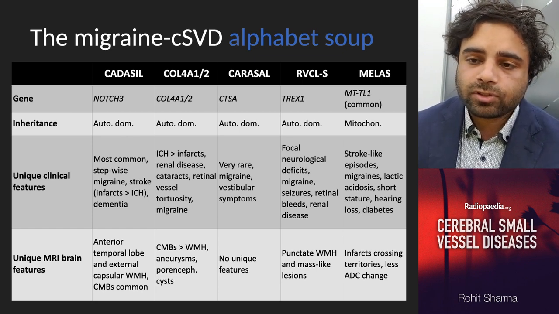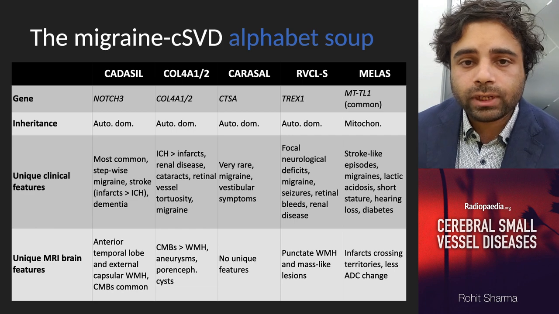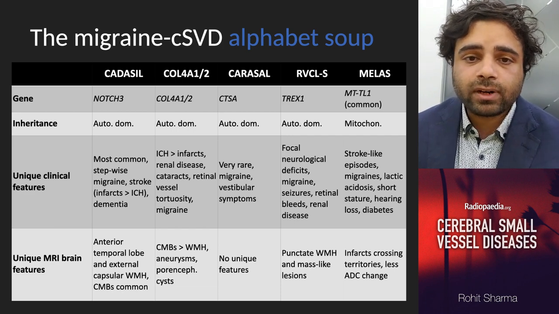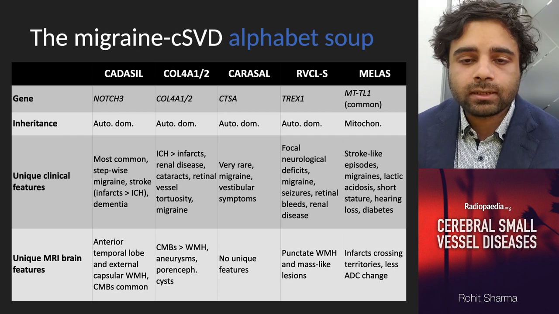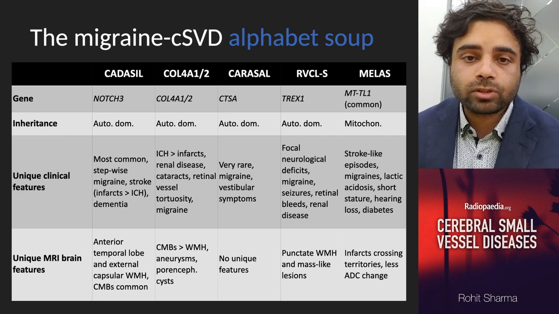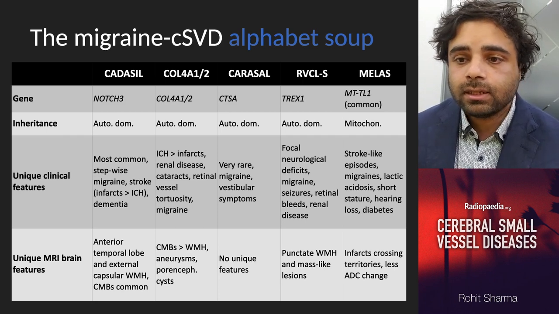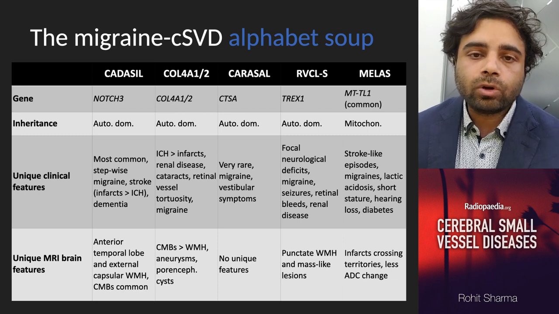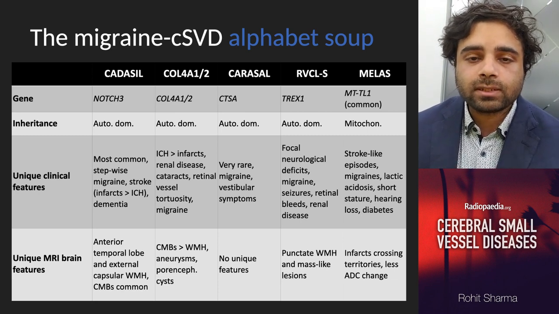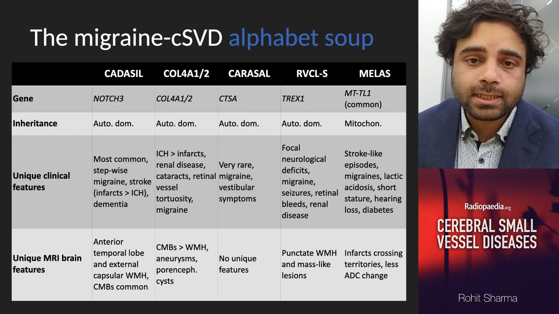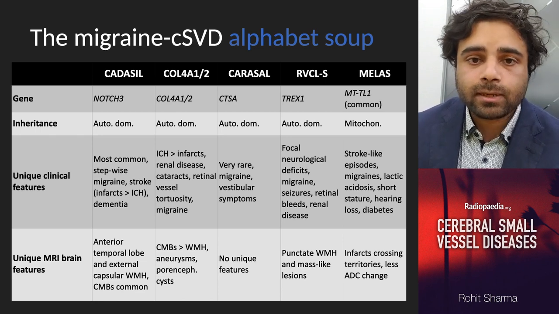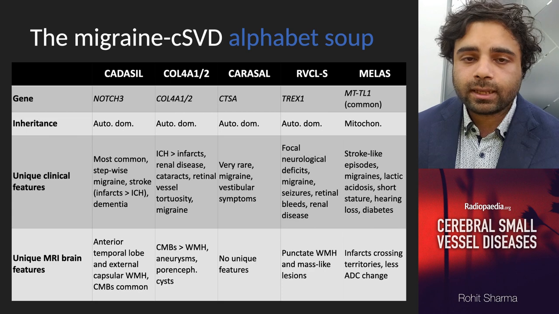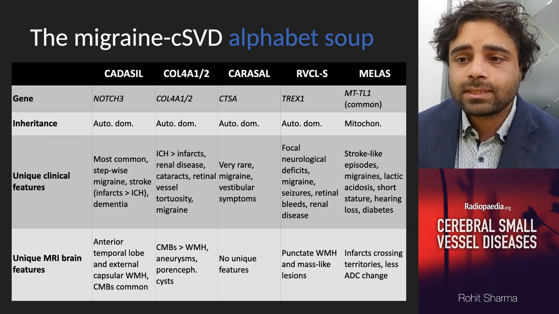And each of these cerebral small vessel diseases have their own unique brain MRI features. So as Francis outlined, CADASIL typically involves the anterior temporal lobes and the external capsules, and cerebral microbleeds might also be present. COL4A1 or COL4A2 brain small vessel disease is typically more a hemorrhagic disease than an ischemic disease, so cerebral microbleeds predominate compared to the white matter hyperintensities. They also have other unusual features such as aneurysms and porencephalic cysts.